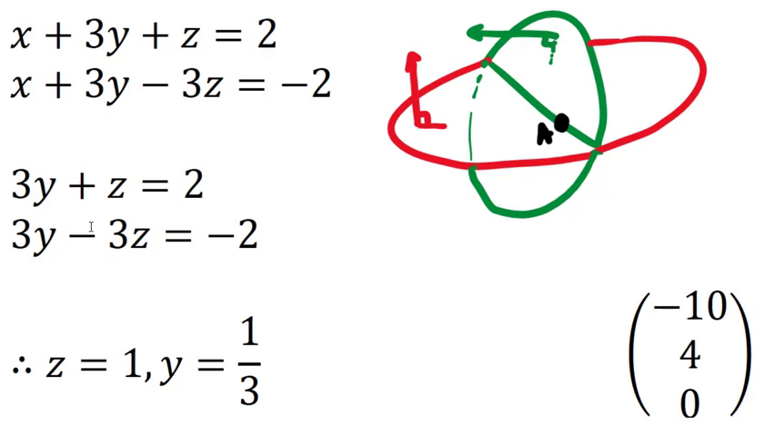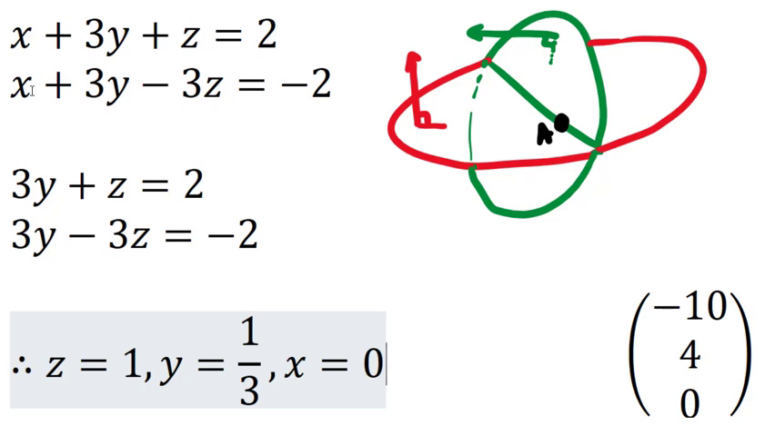leading to normal simultaneous equations, two unknowns. Solve that, I get z equals 1, y equals a third. And I know that I said that x equals 0 there. I've got a coordinate that is on all three. Notice if I had said z equals 0, I would have run into some problems.